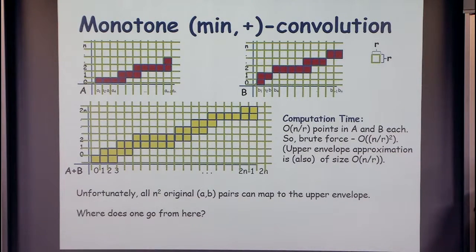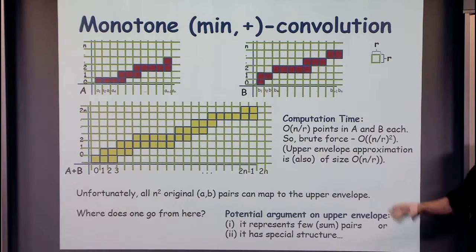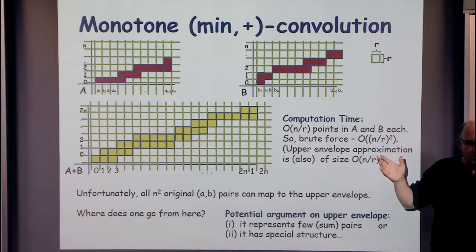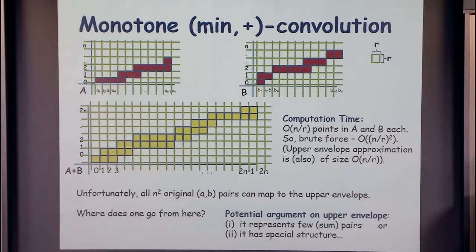So where does one go from here? We want to make an argument on this upper envelope. Either the upper envelope represents few pairs, some sums, one from here and one from there, so there's not too much on it, or it has some kind of special structure. Now this is exactly the Balog-Szemeredi-Gowers theorem, and we're going to use that.